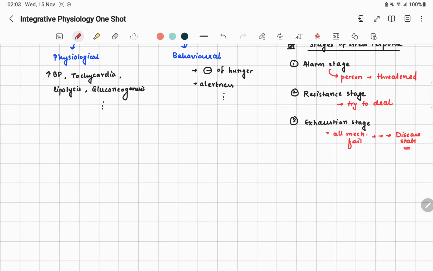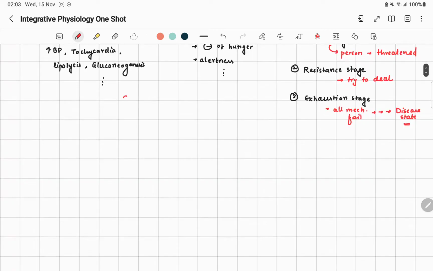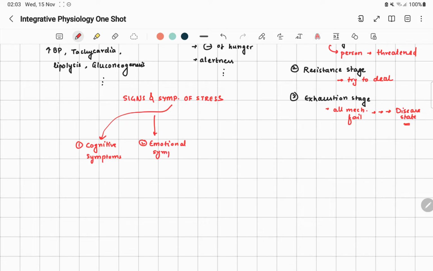What are the signs and symptoms of stress? We can have cognitive symptoms, emotional symptoms, physical symptoms, and behavioral symptoms.